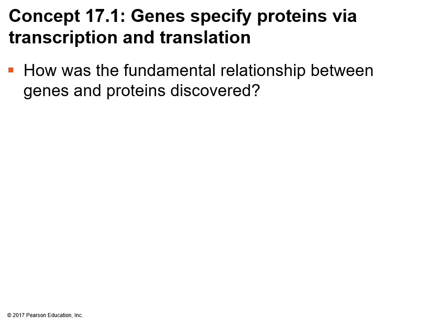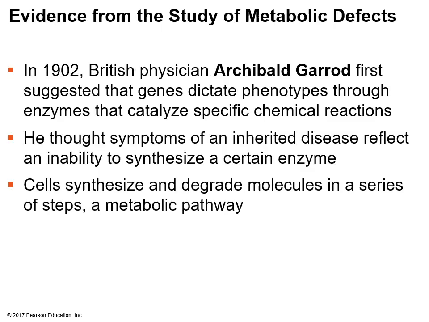How was the fundamental relationship between genes and proteins discovered? In 1902, British physician Archibald Garrod first suggested that genes dictate phenotypes through enzymes that catalyze specific chemical reactions. He thought symptoms of an inherited disease reflect an inability to synthesize a certain enzyme. Cells synthesize and degrade molecules in a series of steps, a metabolic pathway.